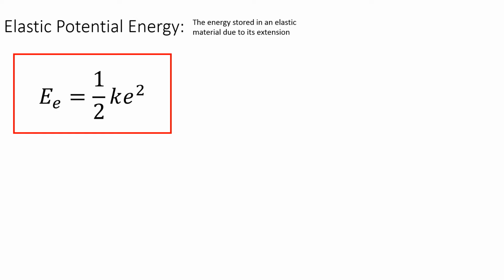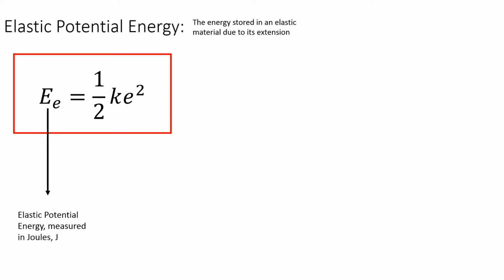Welcome to today's video. Today we're going to be talking about potential energy, so that's elastic potential energy and gravitational potential energy. We're going to begin with elastic potential energy. So the elastic potential energy of an object is the energy stored in an elastic material due to its extension. The equation for elastic potential energy is E equals half ke squared. We're going to show what each symbol means.